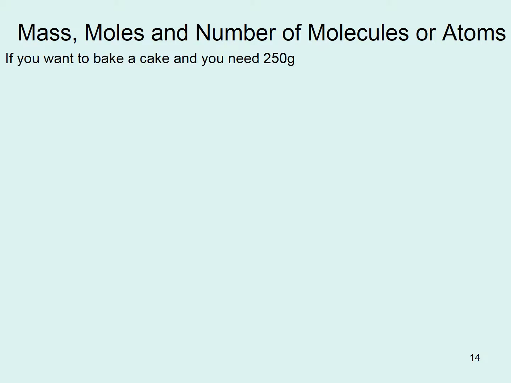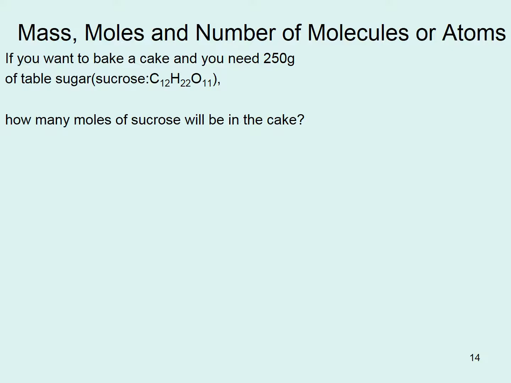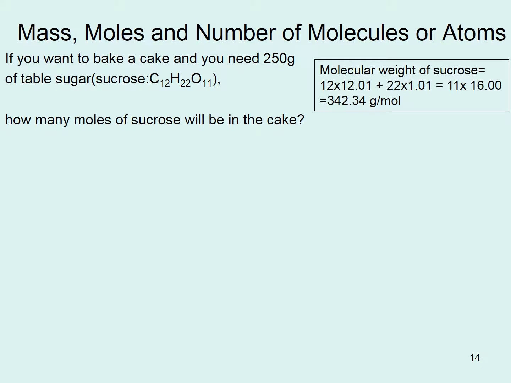All right, so here's one more example. If you want to bake a cake and you need 250 grams of sugar, how many moles of sugar will be in the cake? All right, so first we have to find the molecular weight for sucrose. So the molecular weight of sucrose, there's 12 carbon, 12 times 12.01. There's 22 hydrogen, 22 times 1.01. And there's 11 oxygen, 11 times 16.00. So the molecular weight of sucrose is 342.34 grams in 1 mole.